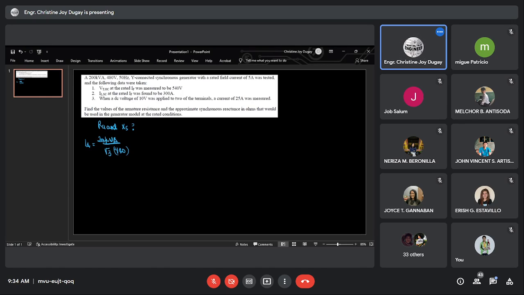200 kVA. So what's the value of the IA? You may type to our chat box, no? Titingnan ko na lang po doon. Para hindi po kayo, ano.